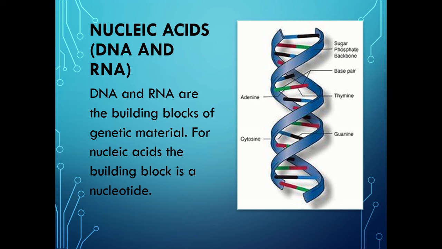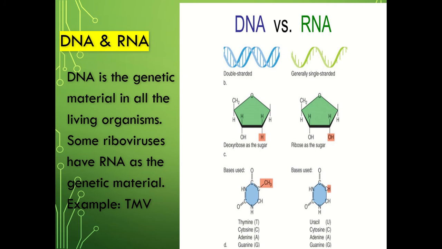So in this diagram, you are seeing the structure of DNA, that is the double helical structure of DNA, which contains sugar, phosphate, backbone, then the different base pairs, like adenine is joined with the thymine and cytosine is joined with the guanine. Now DNA is the genetic material in all living organisms. Now some riboviruses have RNA as the genetic material, and an example is tobacco mosaic virus.